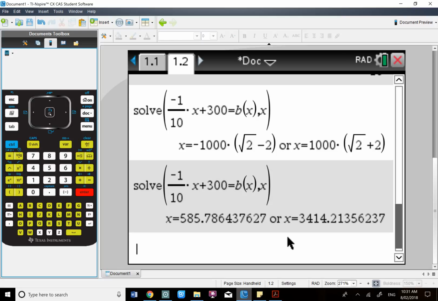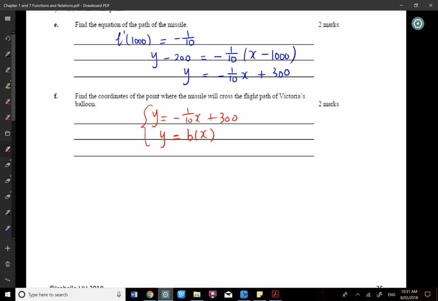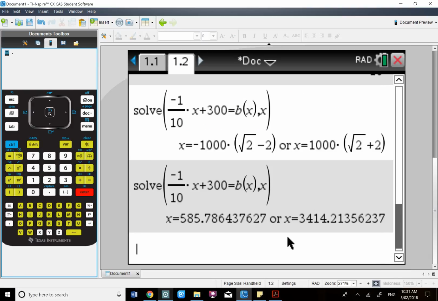This is 3,000 something already. That value is 3,000 something, already out of the domain, so you don't have that one. So that will be the intersection. But you need to keep the exact form for it. I think it's not asking for decimals, so you need to keep the exact form.